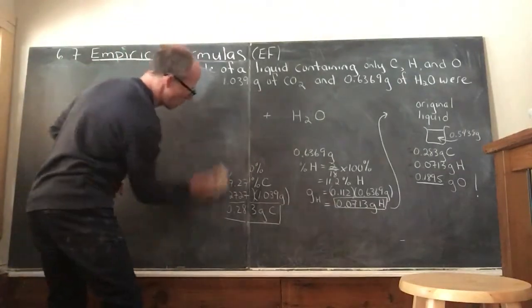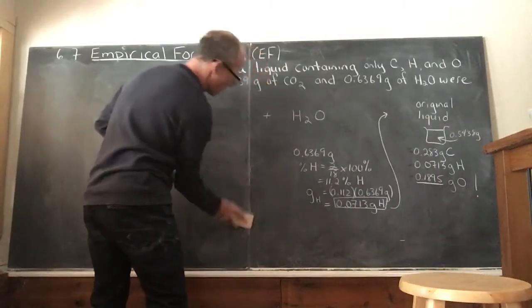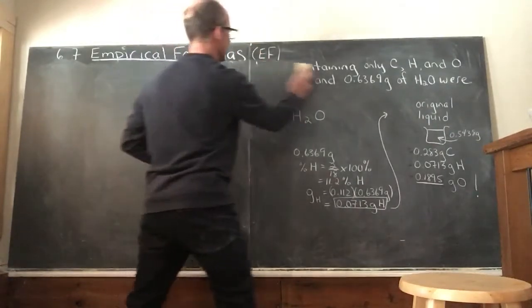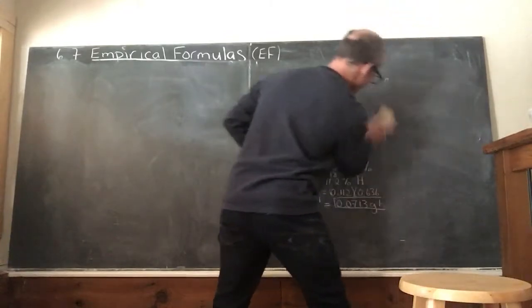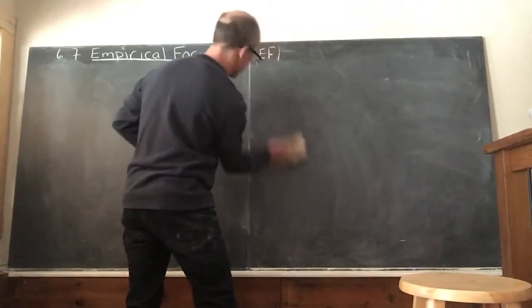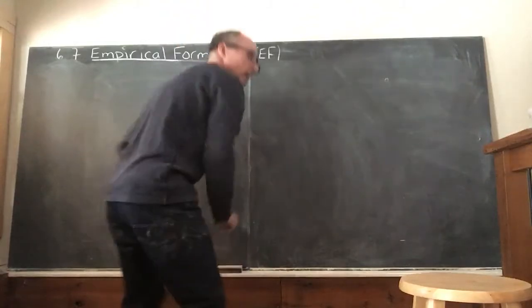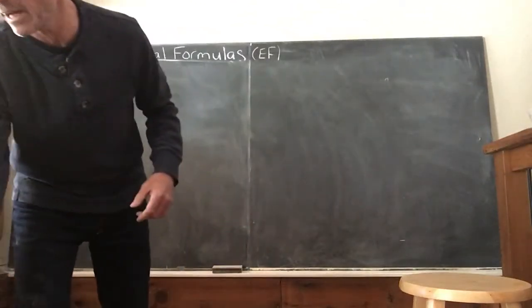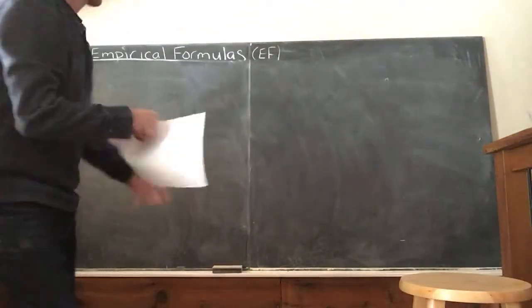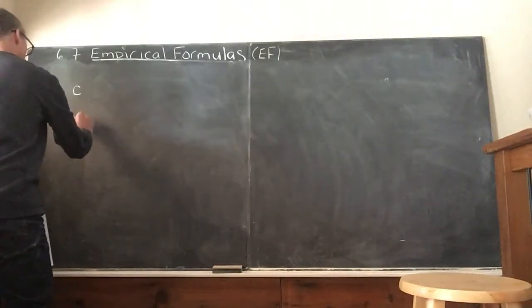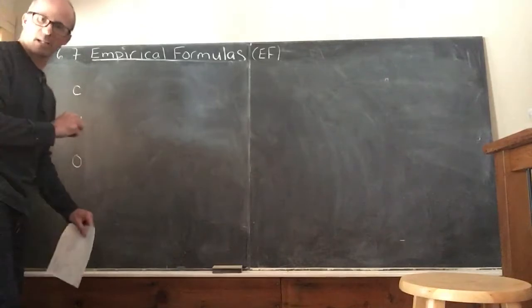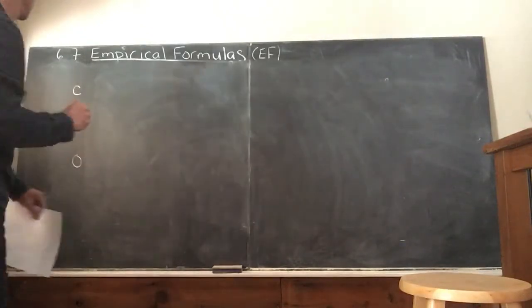Let's get a clean blackboard. You're going to need a little bit of room on your page to fit this in as well. At this point, it actually becomes more clerical than chemistry, to be honest. Let's see what we have here. Well, we know we've got carbon, hydrogen, and oxygen. So we're going to make a table just like we did last time.